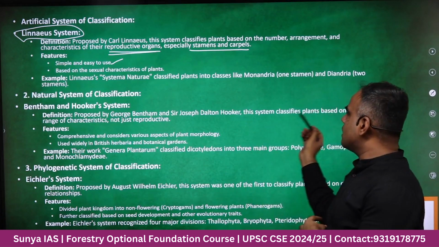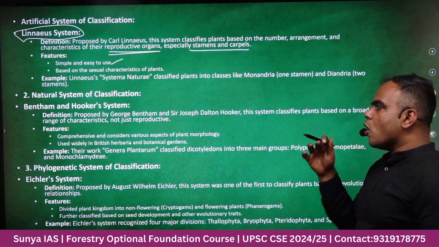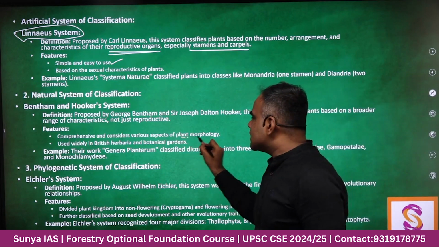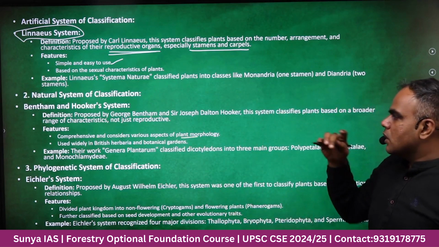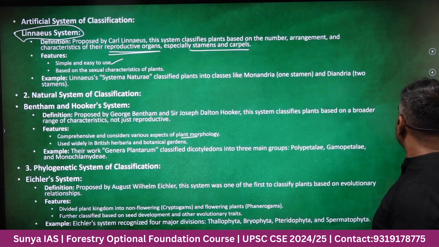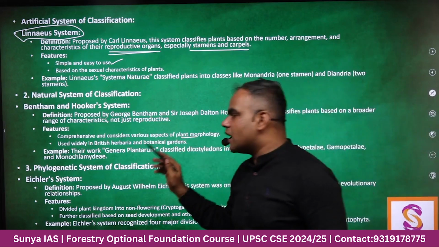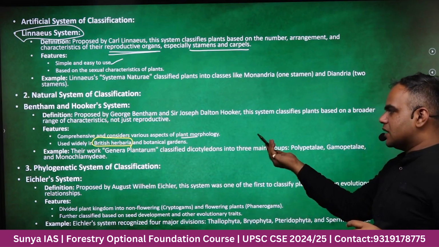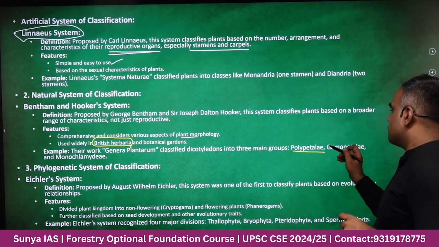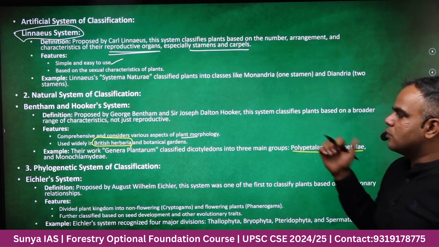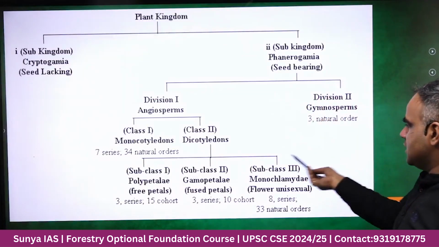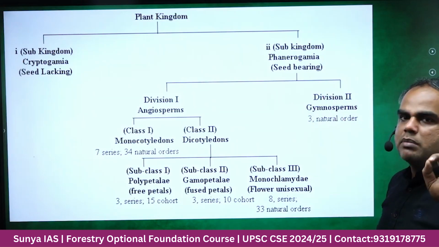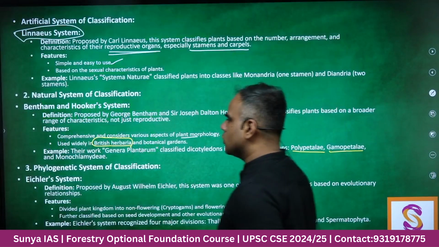I am again and again speaking about it. It classifies plants on a broad range of characteristics, and it is not just reproductive. It contains aspects of plant morphology. It is widely used. Please notice this term, because it is also mentioned in your syllabus: herbaria. It is used in the British herbaria. Their work is classified into dicotyledons, so you have polypetalae, gamopetalae, and monochlamydeae. I'll also tell you what exactly this is. This is the Bentham and Hooker classification. You should now be able to draw this. I'll just explain this to you also.